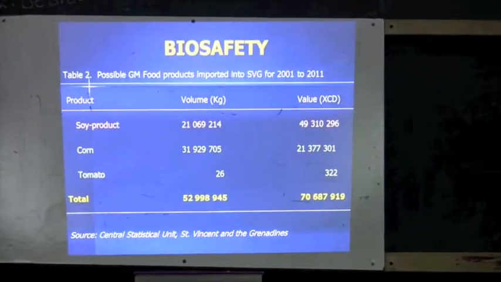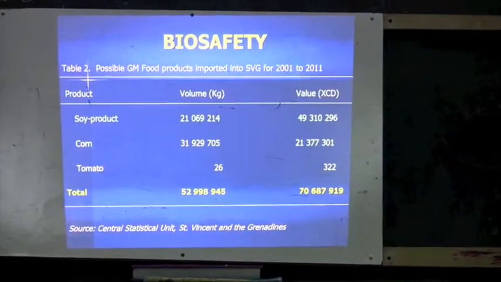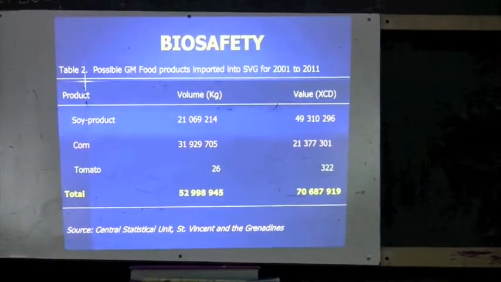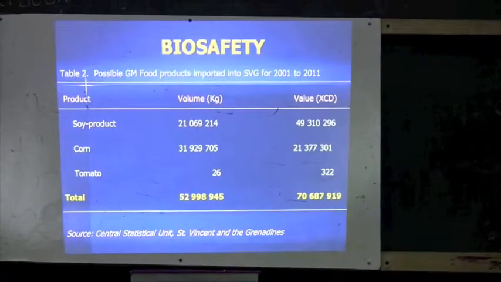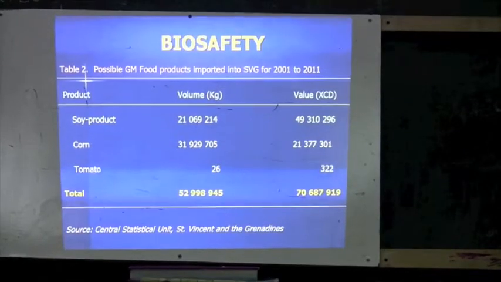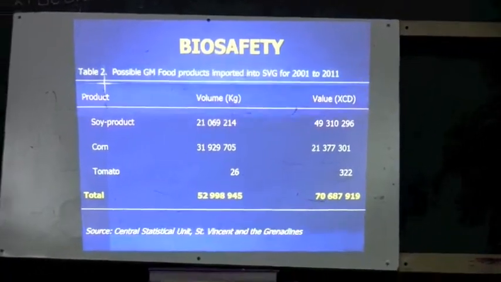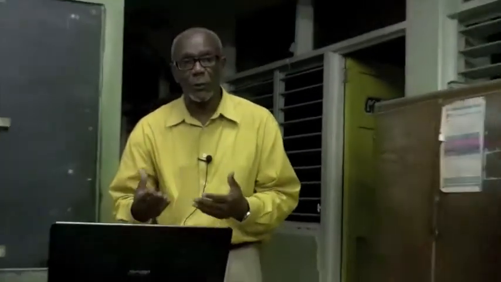So in terms of volume, we are seeing close to 53 million kilograms of soy products and corn at a value of nearly 71 million East Caribbean dollars in just an 11-year period. So it must bring to our mind for us to take stock of the levels of importation. And these must be of concern to interest groups, and they must be of concern to the authorities, such that the agricultural system can look at food security for its population, which is very vital.